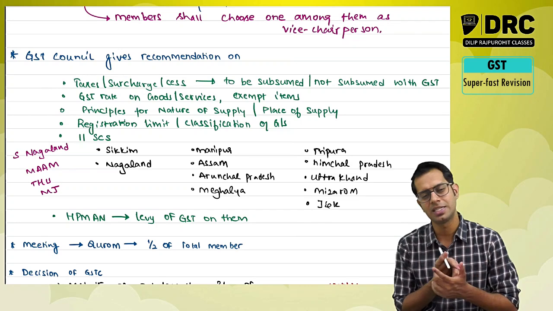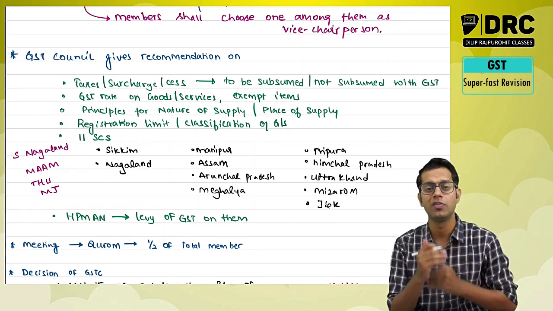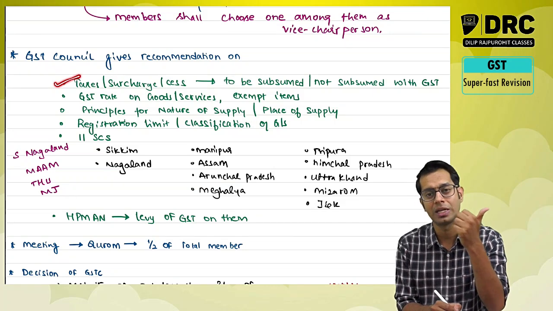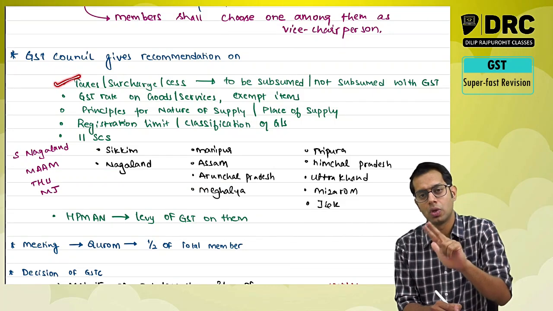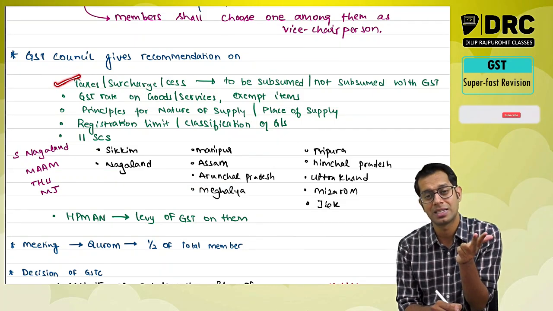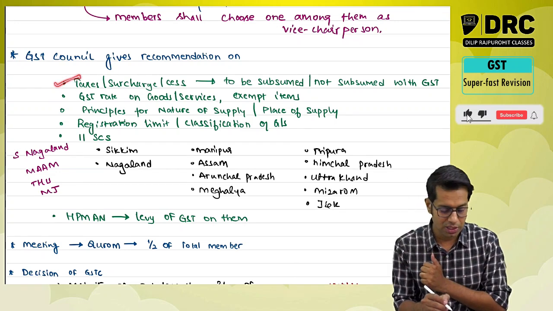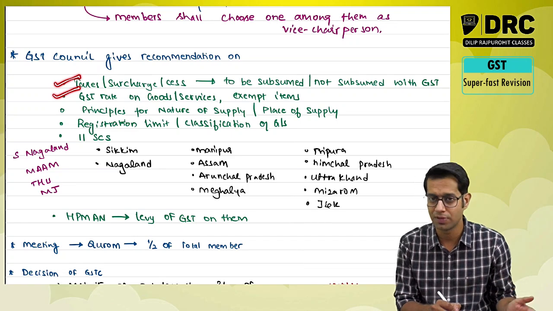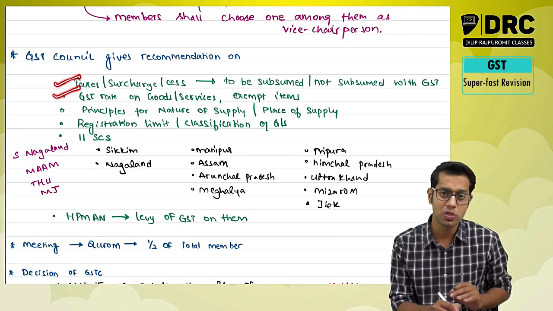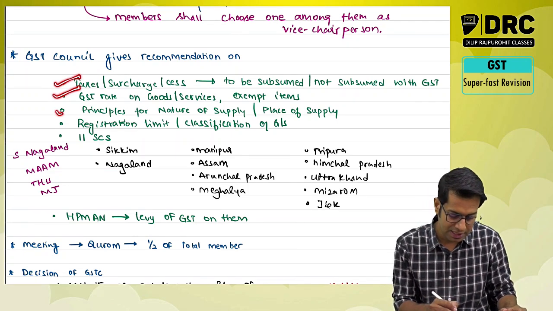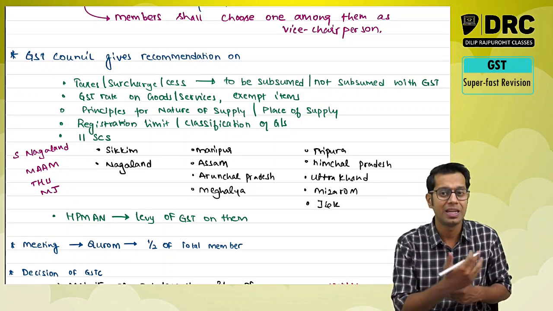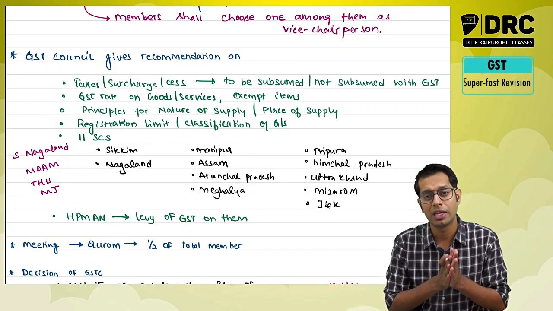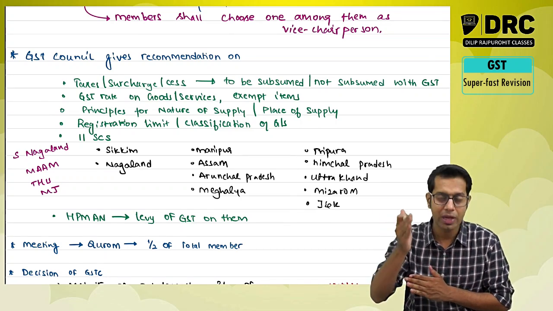Now what is this GST Council useful for, sir? This GST Council is going to give different types of recommendations with respect to the taxes, surcharge and cess which are required to be subsumed with GST, and the taxes, surcharge and cess which are not required to be subsumed with GST. What are the different types of GST rates for different types of goods and services which I should levy? What are the different types of goods and services on which I should not charge any GST, etc.? What should be the principle for determining the nature of supply, for determining the place of supply, etc.? What should be the limit for taking registration under GST law, and how do I classify different goods and services under GST law?